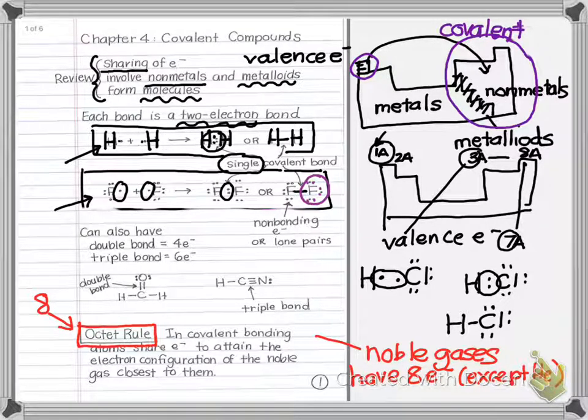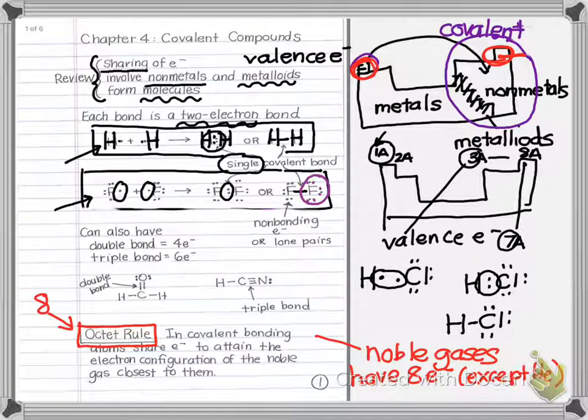And on the top row of the periodic table on my little sketch up here, there's only 2 boxes, and this one right here is helium. So you can only have 2 electrons. But even for helium, that's a complete valence shell. So it makes it very stable.